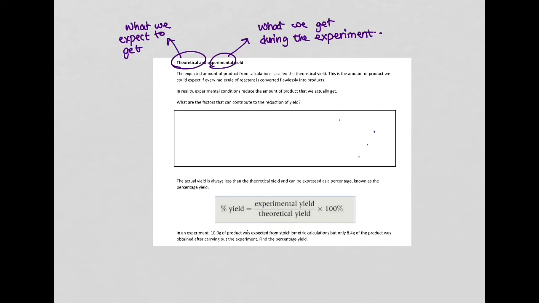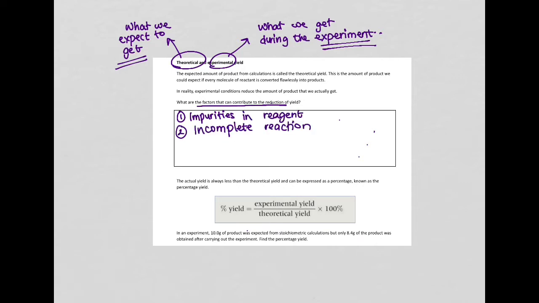Normally when we do the experiment, the amount of product that we get is usually less than what we expect to get. And there are many factors that contribute to this reduction of yield. One is impurities. Sometimes the reagent that you're using contains impurities. So let's say you're burning magnesium. The sample of magnesium is not 100% magnesium, so there are other impurities in that. If you're burning less magnesium than you thought you had, you're going to get less product.